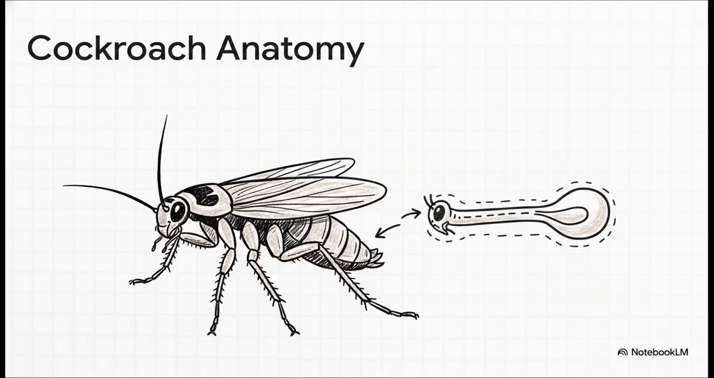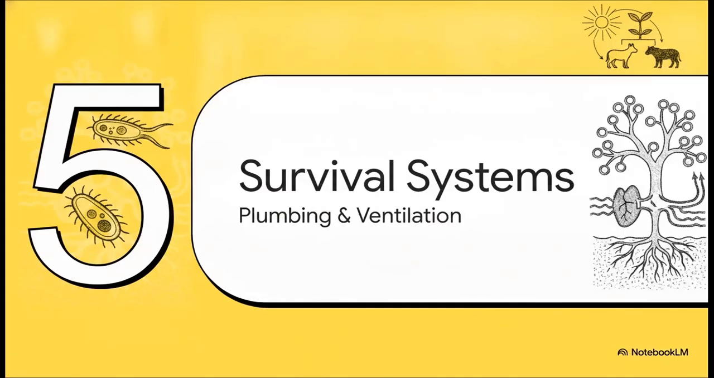And inside, it houses an incredibly well-developed alimentary canal. Basically a full digestive system complete with a crop for storing food and a gizzard for grinding it all up. From a simple leaf to a complex insect, we see how tissues combine to create highly specialized survival machines. Which brings us perfectly to Part 5, Systems for Survival.